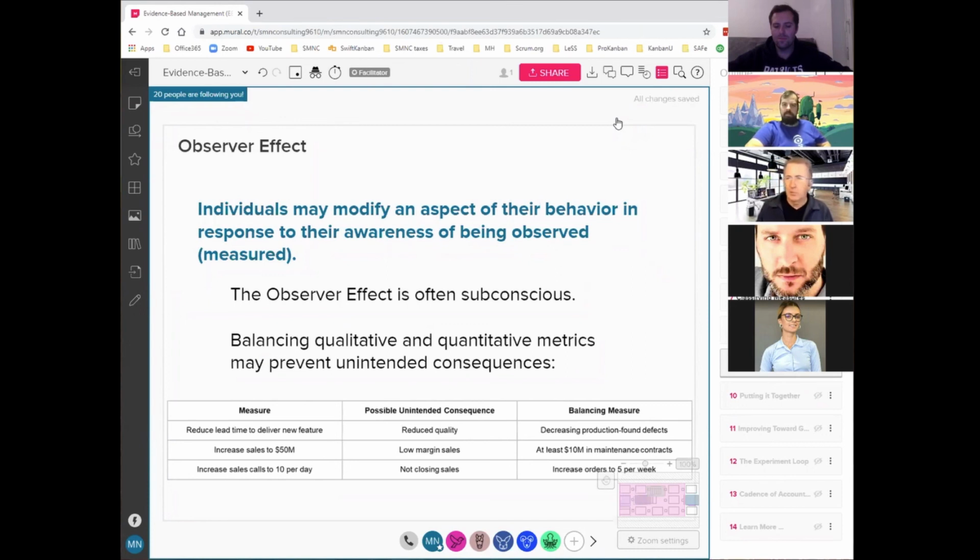And so we probably need to balance that quantitative measure of how long it takes with a qualitative measure, in this case, the resulting quality of the product. It's not okay for us to skip steps, right? We don't want people to not do the definition of done, for example. That's not good enough.